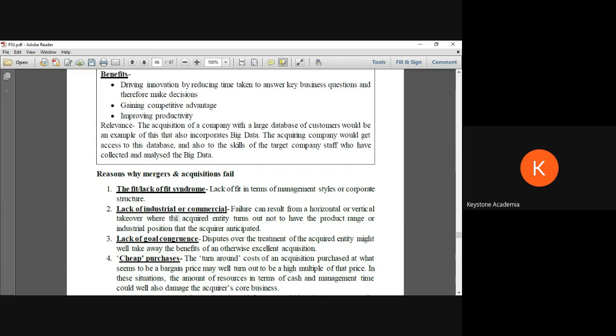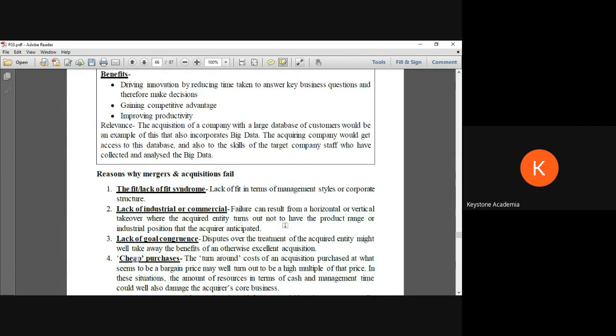Second is lack of industrial or commercial fit. Failure can result from a horizontal or vertical takeover, where the acquired entity turns out not to have the product. If we acquired Murdoch's, or Murdoch's acquired us, things might look easy from outside, but managing this kind of business, if you don't have experience, or anybody on the board who has been part of that, can be a very difficult challenge. And most of the time, the target company's employees will also leave once they are acquired, with the fear of redundancies. It can make it even worse for us to maintain it.